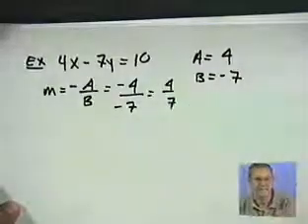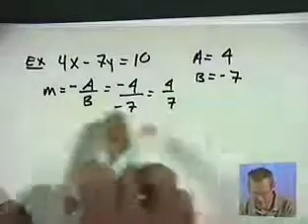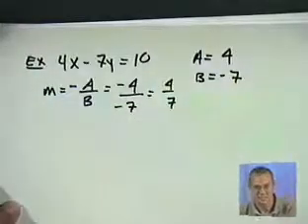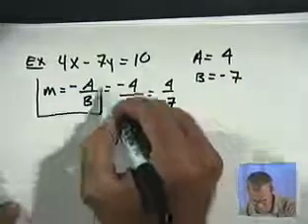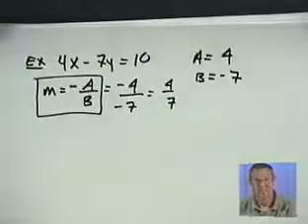So it's going to be fairly easy to determine the slope of a line in standard form. We just have to remember that the slope is negative a over b.